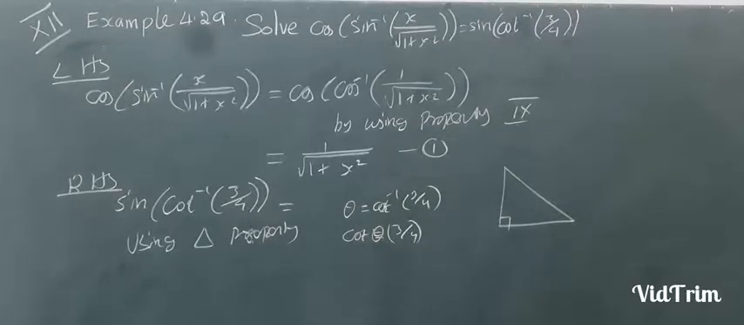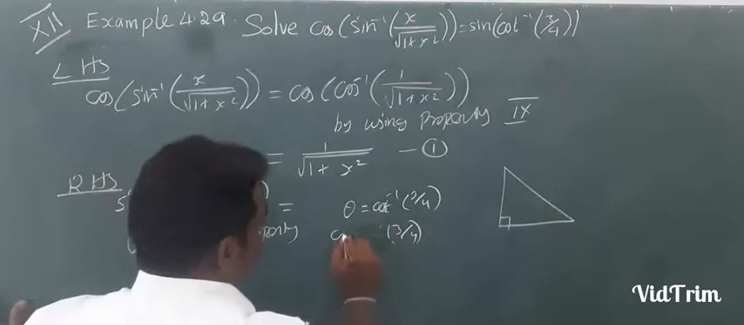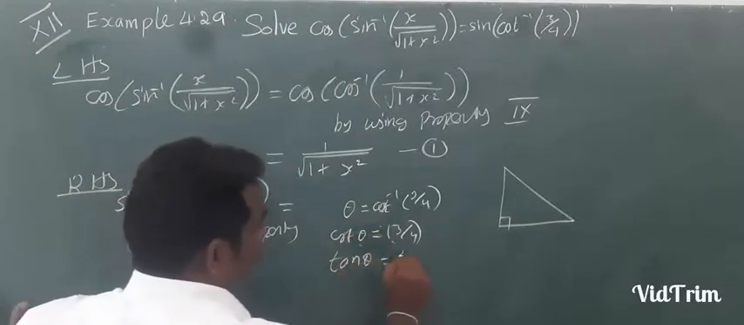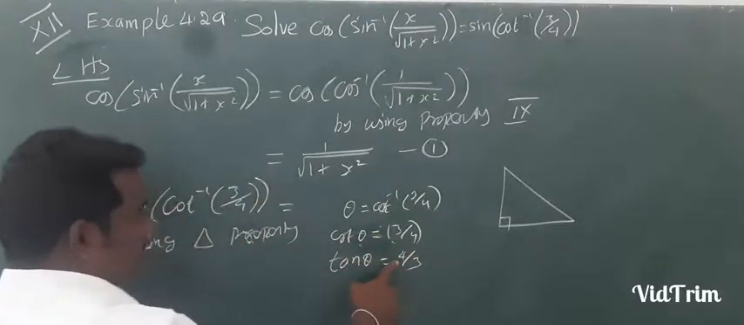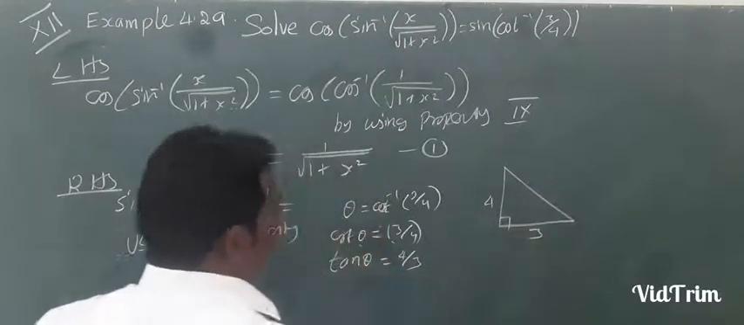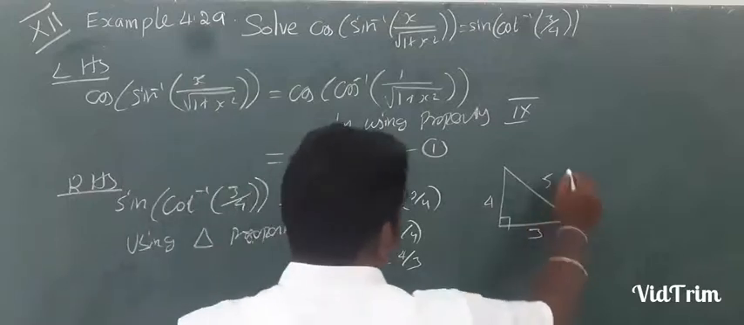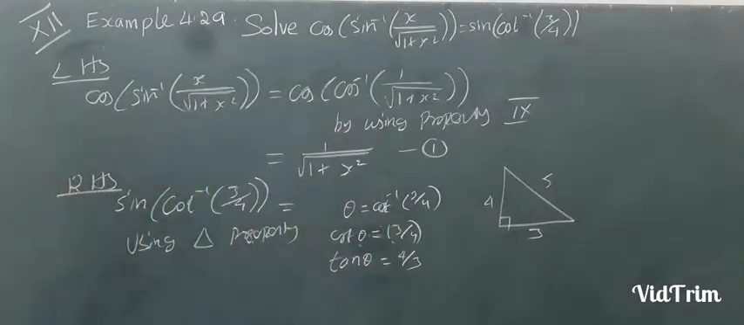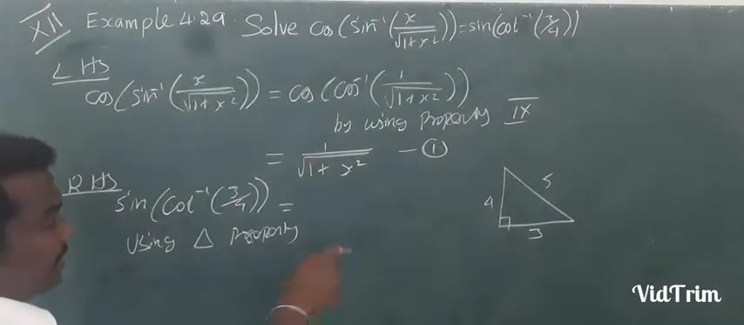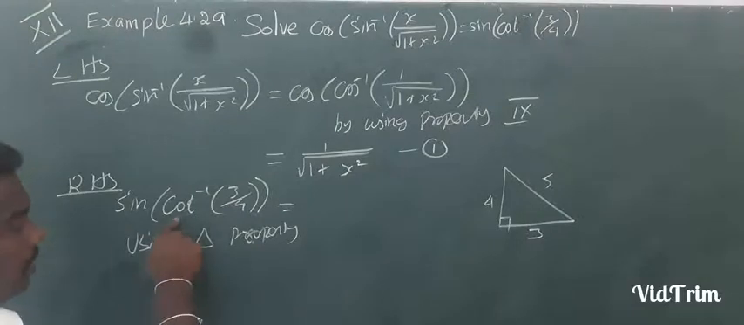So we write cot theta is equal to 3 by 4, then tan theta is equal to 4 by 3. That is opposite by adjacent side. The hypotenuse will become 5 only. That is the fixed one. So 3, 4 means the next value will be 5. Then we will write using the sin inverse instead of cot inverse.